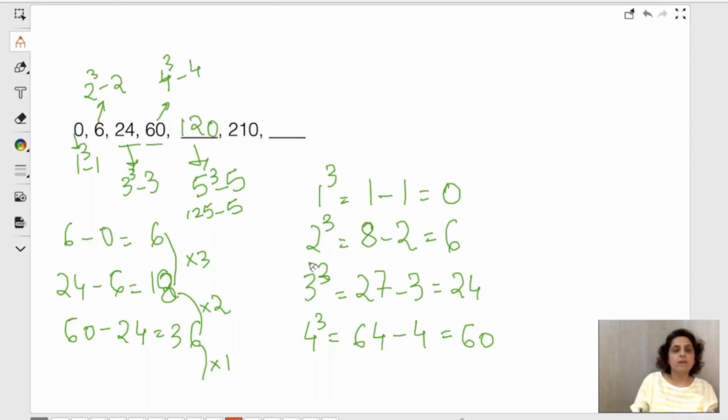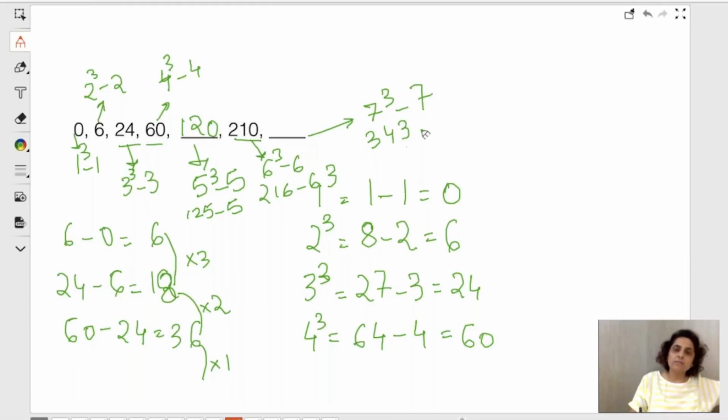Let's check if our logic is correct using the given checkpoint number. This is 6 cube minus 6. What is the value of 6 cube? 6 into 6 is 36, 36 into 6 is 216. So 216 minus 6 gives us 210. So what would be the number here? The number here would be 7 cube minus 7. And what is the value of 7 cube? 7 into 7 is 49, 49 into 7 is 343. 343 minus 7 would be the answer to this question.